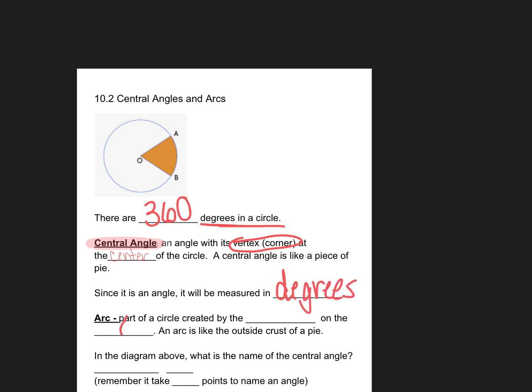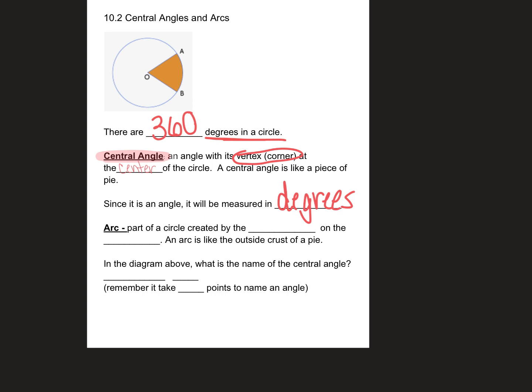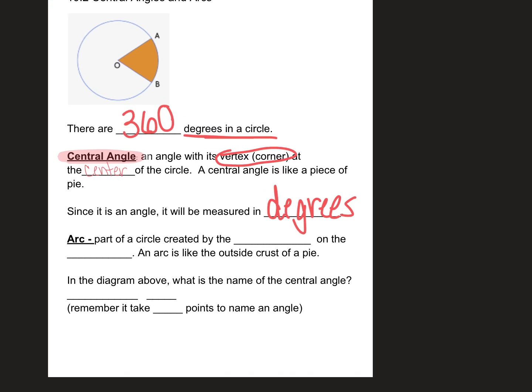Okay, so then if we have a central angle, we also will have what's called an arc. Okay, so the arc is a part of a circle created by the endpoints on the circle. Okay, and an arc is like the outside, the crust of the pie.